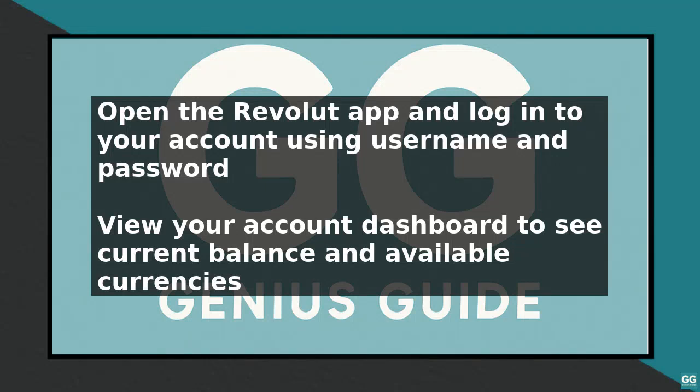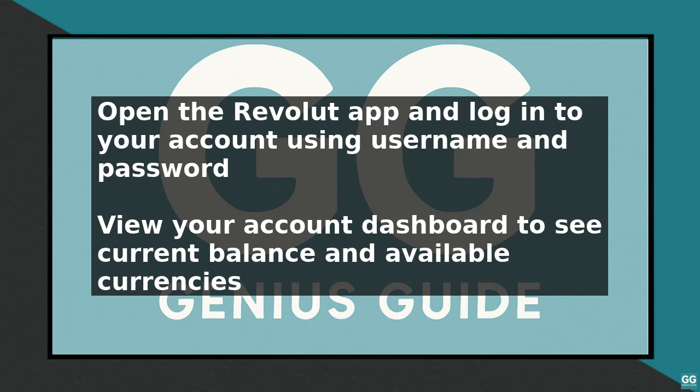To add currency to your Revolut account, follow these simple steps. Firstly, open the Revolut app on your mobile device and log in to your account using your username and password. Once you are logged in, you will see your account dashboard, which displays your current balance and available currencies.